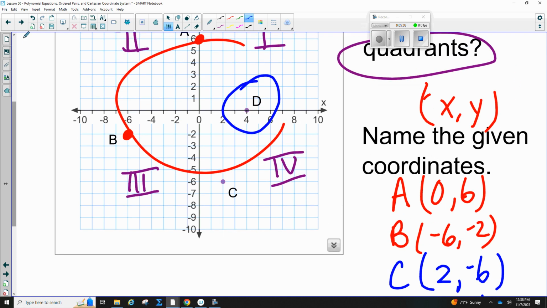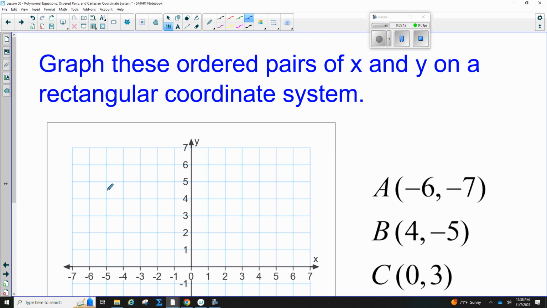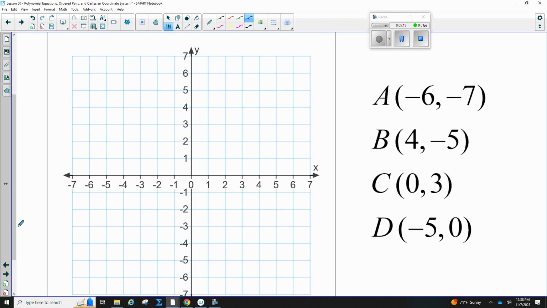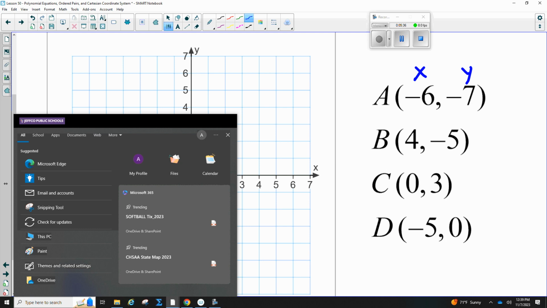Graph these ordered pairs of x and y on a rectangular coordinate system. Let's just plot the points. This is x, comma, y. So I start at 0, 0. Which way do I go for negative 6? Left. I go left 6. Which way do I go for negative 7? Down. That's the y direction. So there is point A, and you would want to label it on your homework. And there is a graph given to you on your homework.